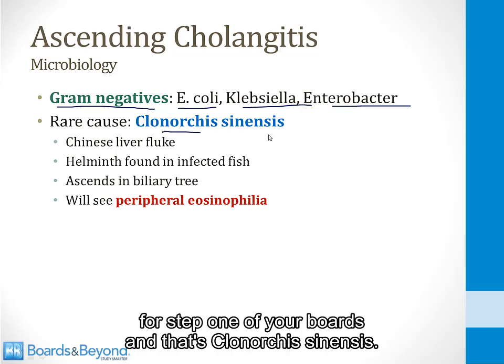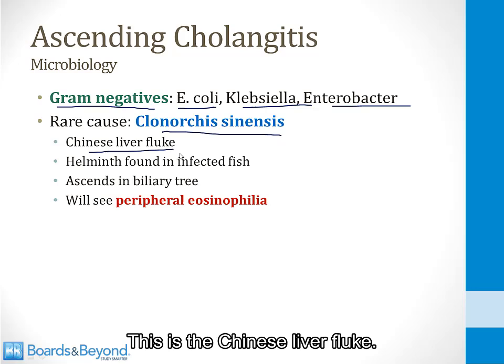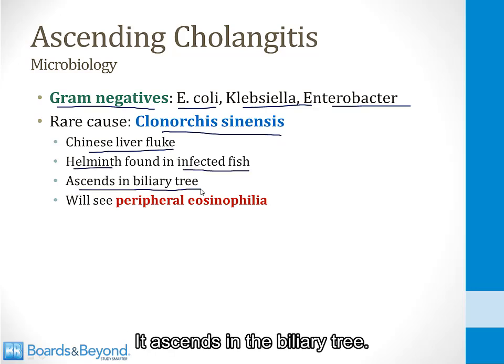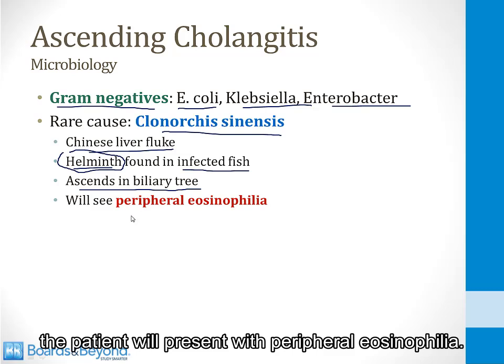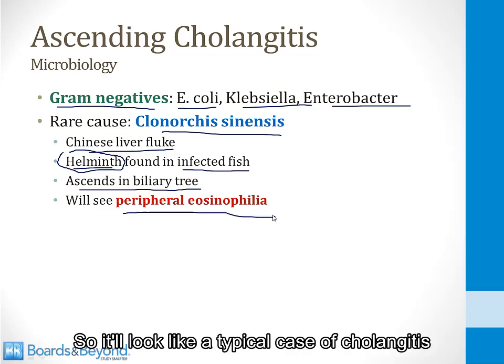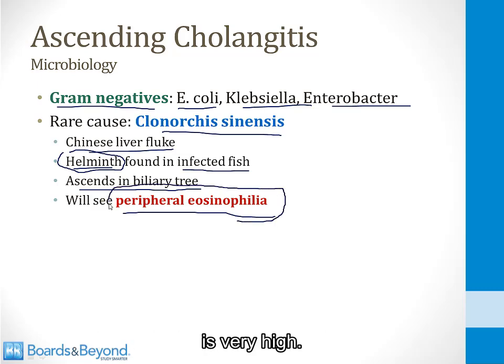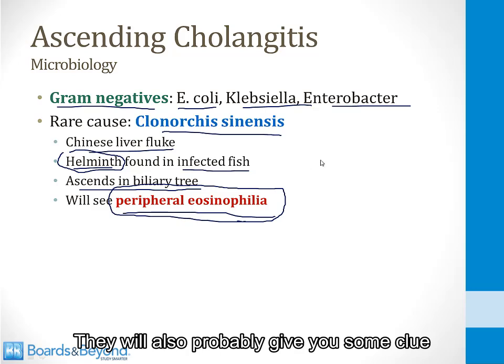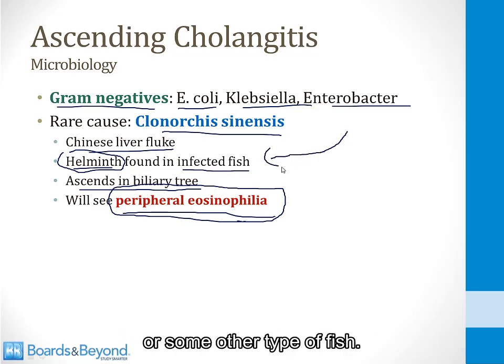There is a very rare cause you should know about for step 1 of your boards, and that's Clonorchis sinensis. This is the Chinese liver fluke. It's a helminth that you can get from consuming infected fish. It ascends in the biliary tree, and the tip-off here is that because it is a helminth infection, the patient will present with peripheral eosinophilia. So it'll look like a typical case of cholangitis, but they will tell you that the eosinophil count is very high. They will also probably give you some clue that the patient recently ate sushi or some other type of fish.